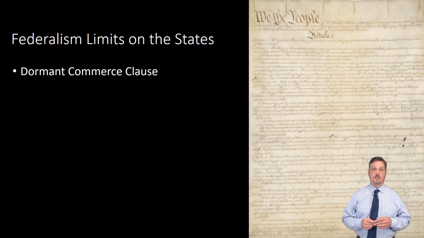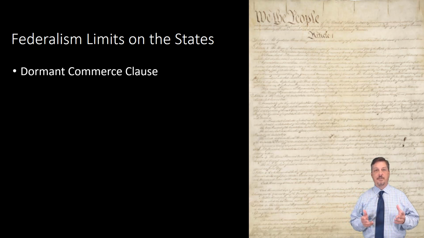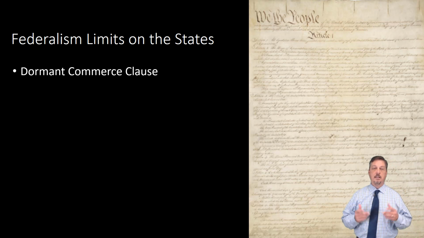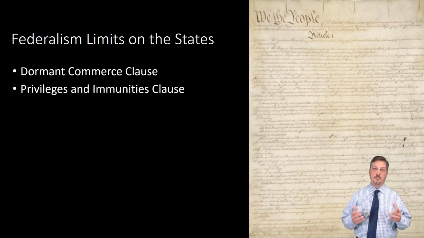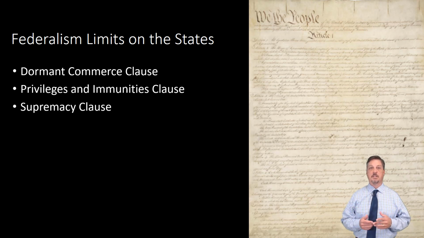The Dormant Commerce Clause restricts the state's ability to enact economic regulations that interfere with interstate commerce when Congress has not otherwise acted. The Privileges and Immunities Clause limits the state's ability to enact regulations that unduly burden non-state residents. And the Supremacy Clause means that when Congress does act, federal law might preempt state law. We'll explore the constitutional doctrine under each of these principles in this unit.